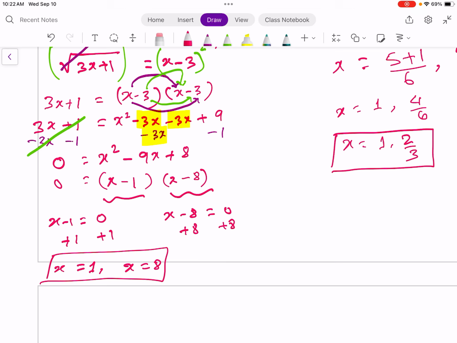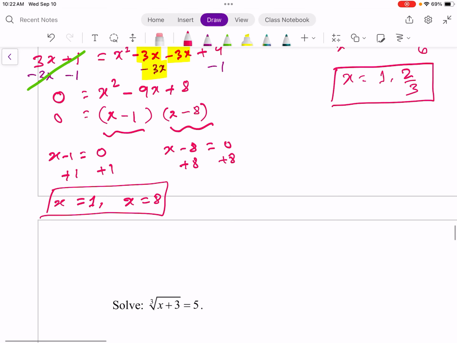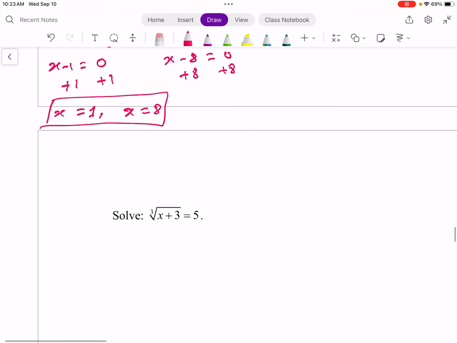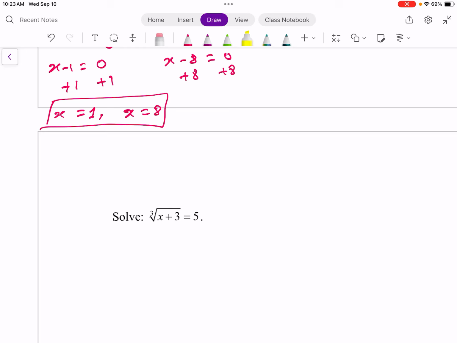All right, now let's go to our next example. This is also a radical equation. We have a cube root. Now the very first step is we collect the radical expression on one side and the remaining terms on the other side. For this one we can skip that, right? We only have the radical expression on the left side and the non-radical expression on the right side. So we can skip the first step.